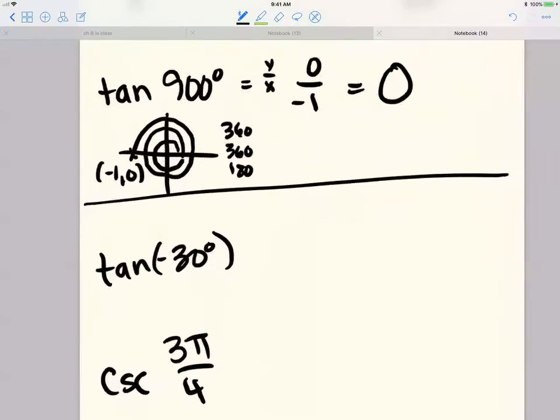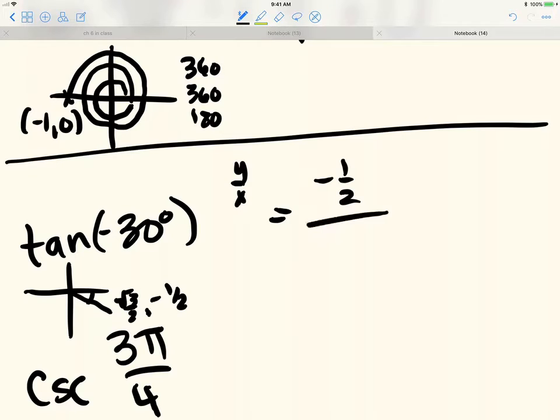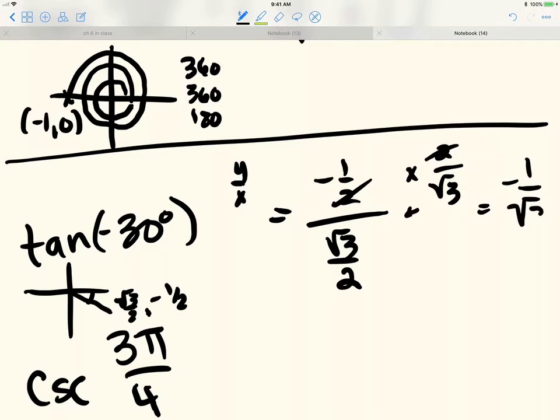All right. Negative 30 is going to wrap in a negative manner down to the fourth quadrant. So that coordinate point is square root of 3 over 2 and negative 1/2. Tangent puts y over x. So I will put negative 1/2 over the square root of 3 over 2. And dividing by a fraction, I can do the reciprocal of the denominator and multiply. 2 over square root of 3. My 2's cancel, and I'm left with negative 1 over the square root of 3. And you're welcome to leave it in that format. But that's the tangent of negative 30.